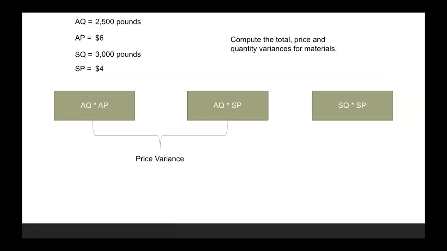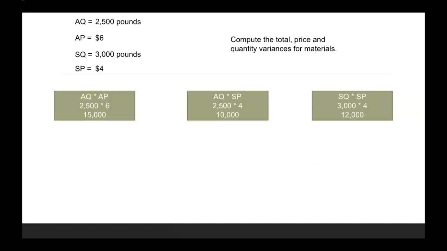Well, if we take the difference between actual quantity times actual price and actual quantity times standard price, we get the price variance, right? Because the only variable that changed in those two boxes was the price variable. So, between actual quantity times standard price and standard quantity times standard price, the only piece that changed was the quantity. So the difference between those two amounts would be our quantity variance. Then we can take our price variance and our quantity variance, find the difference between those, and that's our total variance.